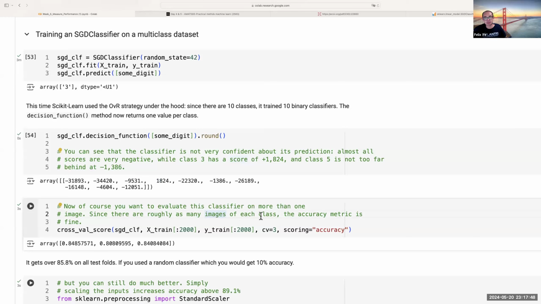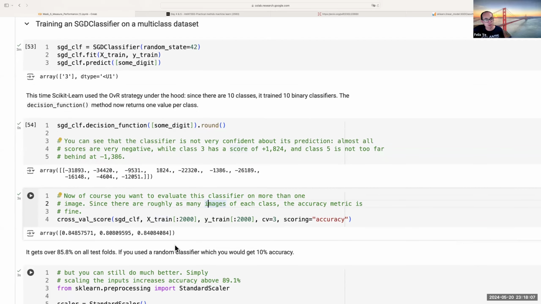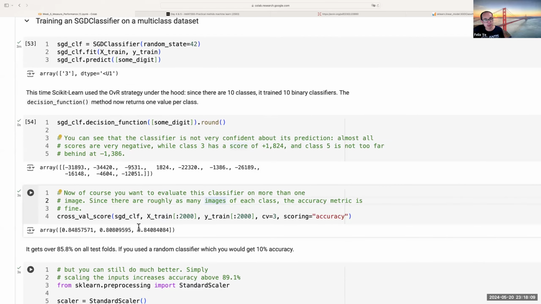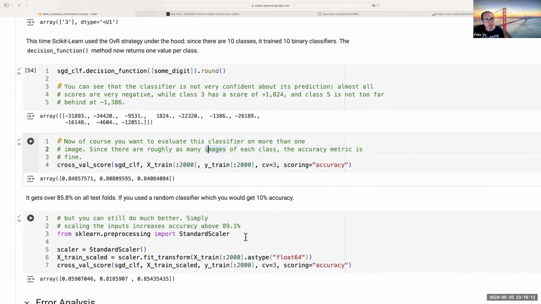And you can also evaluate this classifier on more than one image. You can do the cross-validation scores if you need it. And here, the accuracy metric is fine. You are getting like 84%, 80%, and 84%, which is okay. But of course, think about it, if we just do completely random guessing, you're getting like 10% accuracy. So this is still quite good compared to complete random guessing.